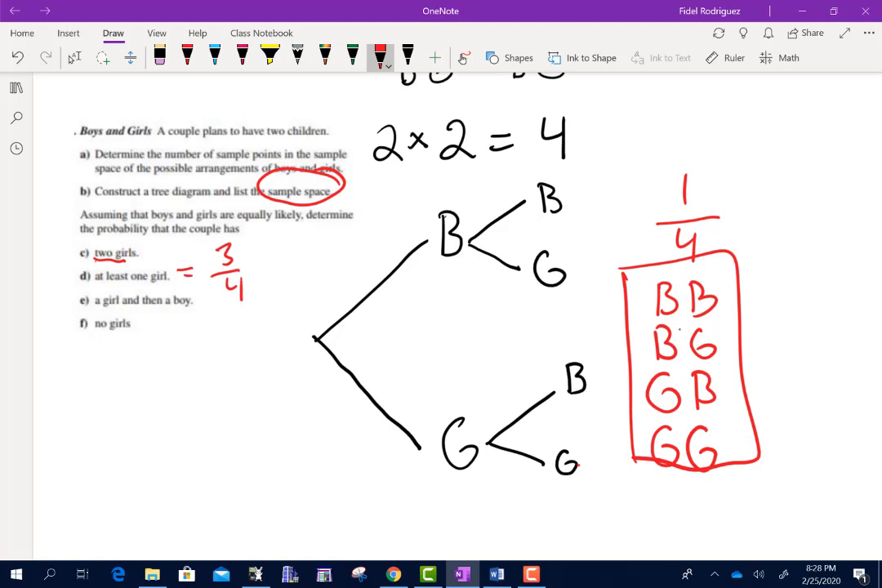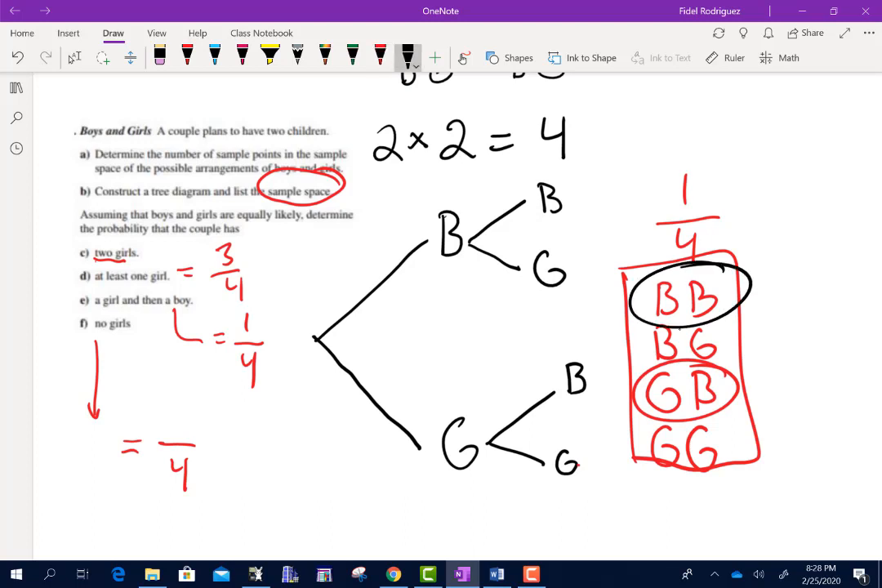Okay. Then part E says a girl and then a boy. Well, that's this one right here, because it says a girl, then a boy. So there's only one of them like that. And then part F says no girls. Well, there's only one that has no girls, and that's that one right there. So 1 out of the 4, okay?